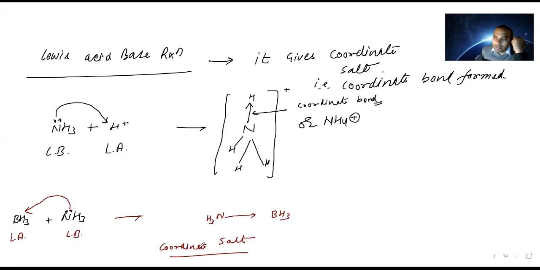What kind of salt? That is a coordinate salt. Can you please make a note of it? Sorry, could you repeat that? So if BH3 reacts with NH3, it is going to form a coordinate salt. Can I explain in detail? Yes, please.